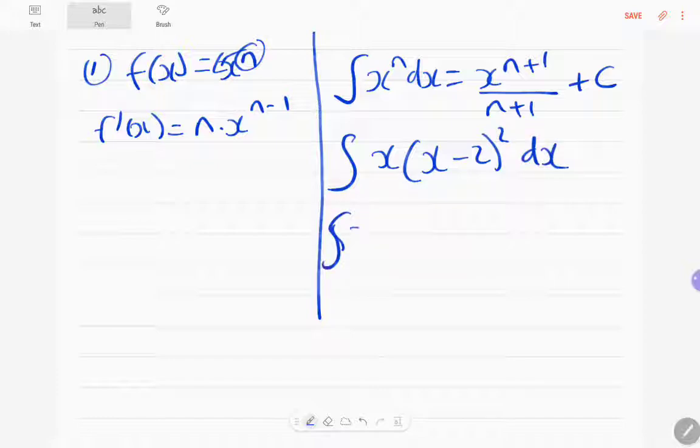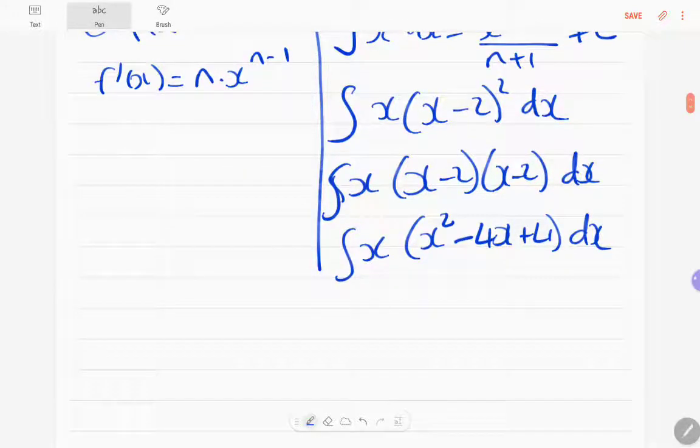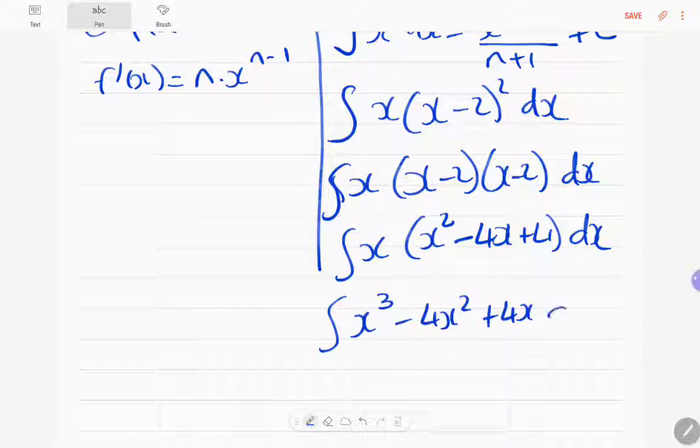Here we first have to open the two brackets, (x minus 2)(x minus 2) dx, and we simplify. x multiplied by x is x squared. It will end up saying minus 4x plus 4 dx. Let us multiply. This is x cubed minus 4x squared plus 4x dx.